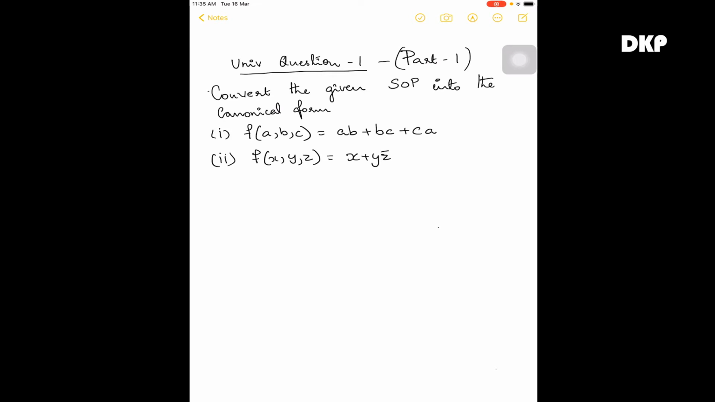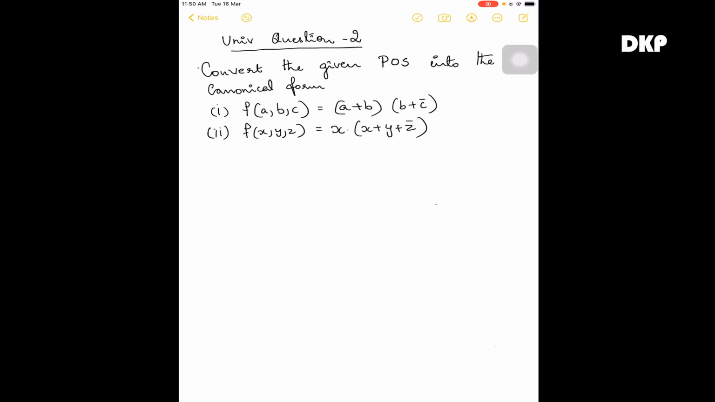This was the first question. Convert the given SOP into the canonical form. The solution of this question has been given in the previous video, that is in part 1. The link of that video has been given in the description box.